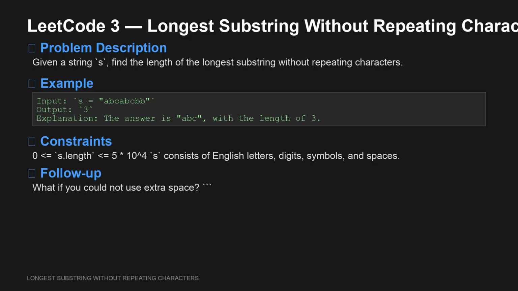In this problem, we are tasked with identifying the length of the longest substring without repeating characters from a given string, S. A substring is defined as a contiguous sequence of characters, and our goal is to maximize its length while ensuring no characters are duplicated. Notably, the string can have a length of up to 50,000 characters and may contain a variety of characters, including English letters, digits, symbols, and spaces. These constraints will guide our approach to finding an efficient solution.